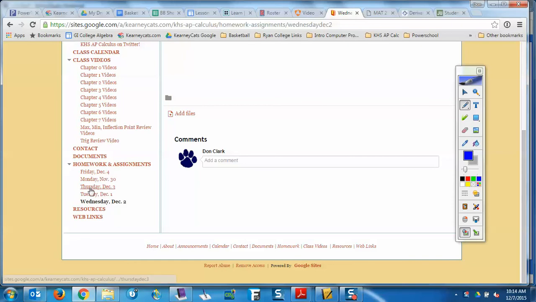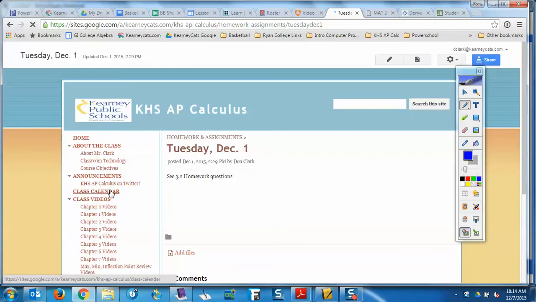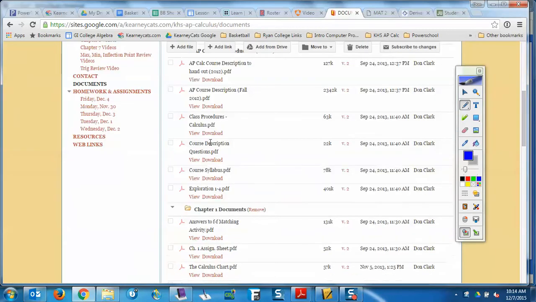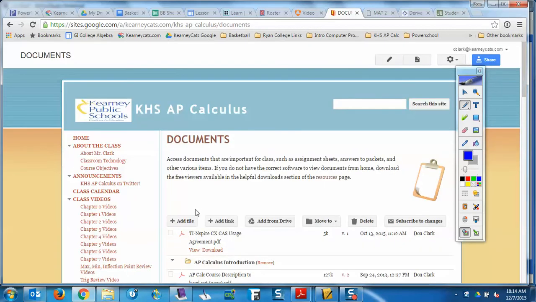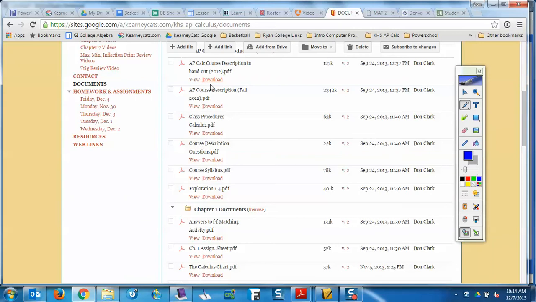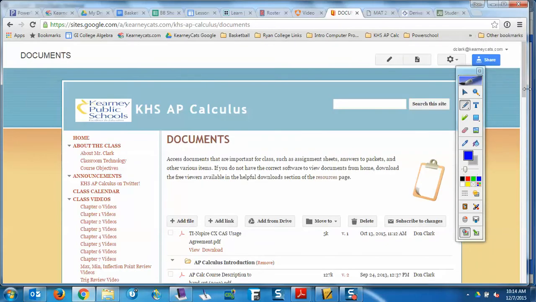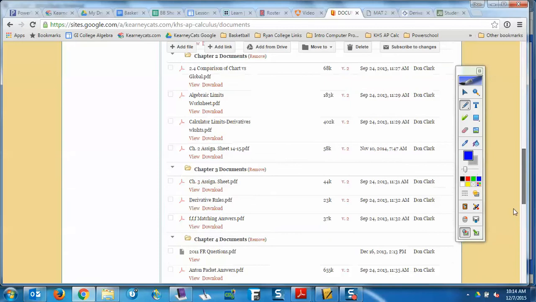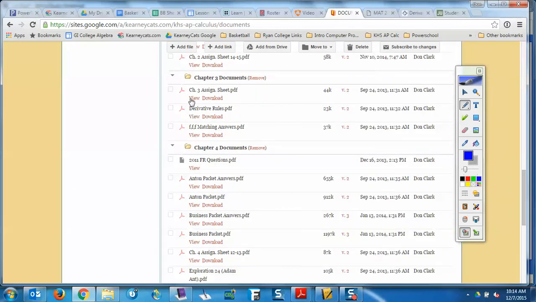Well, I know it's another spot. It definitely is in documents. So under documents, I thought I put it on one of the places. I haven't really gone to this very often, but I do have a bunch of them here, and they're kind of organized. Here's chapter 1, chapter 2, and we're in chapter 3 right here. So the assignment sheet, and these are the answers.